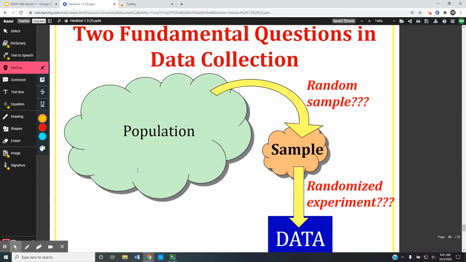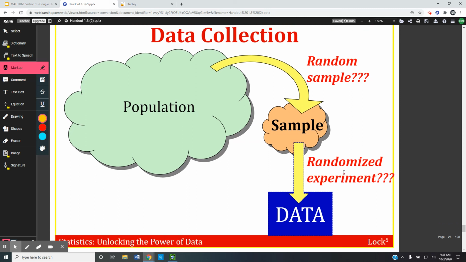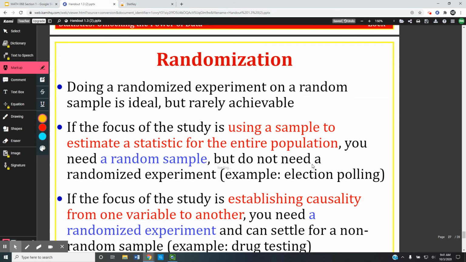2 fundamental questions in data collection. The 2 fundamental questions are, did you take a random sample? And did you apply a random experiment? If you did these things, then your data is going to be a valuable piece of data.